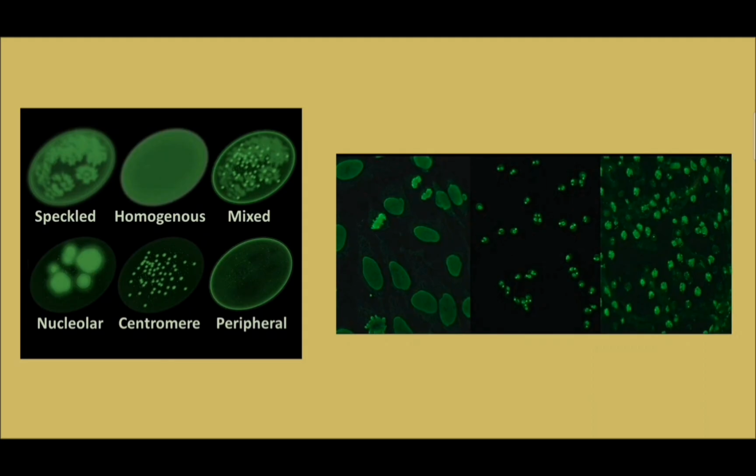Nucleolar and centromere patterns are less commonly seen in SLE. Peripheral pattern, or the rim pattern, shows intense staining at the nuclear periphery and is associated with anti-double-stranded DNA antibodies, which strongly suggest active SLE, especially lupus nephritis. So the staining pattern provides an important clue to the type of autoantibodies present and the underlying autoimmune disease.